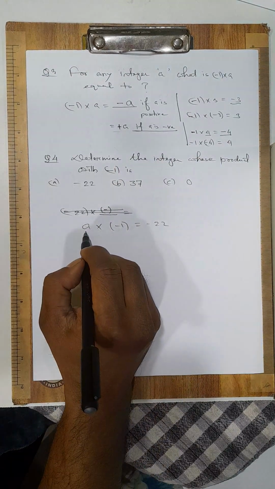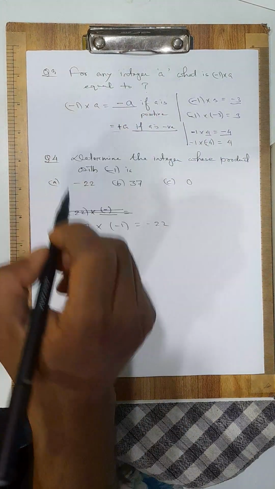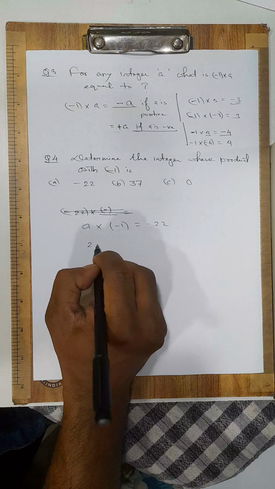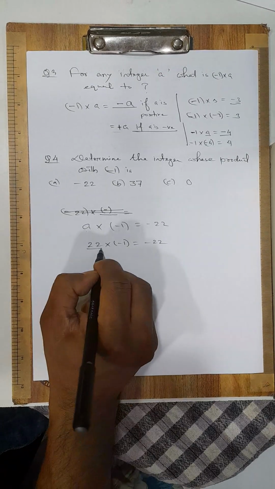Since a is positive, answer will be negative. You compare with the earlier example. So 22 multiplied by minus 1 equal to minus 22. Answer is 22.